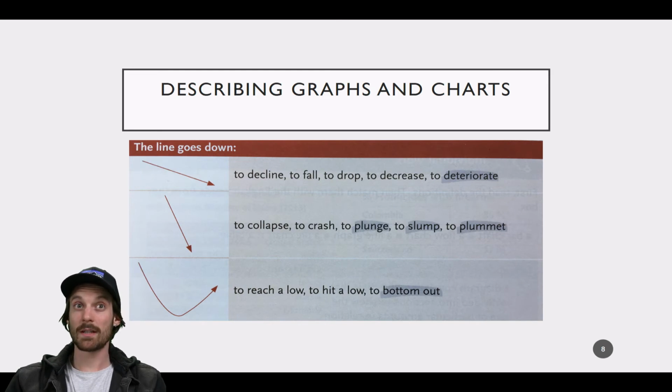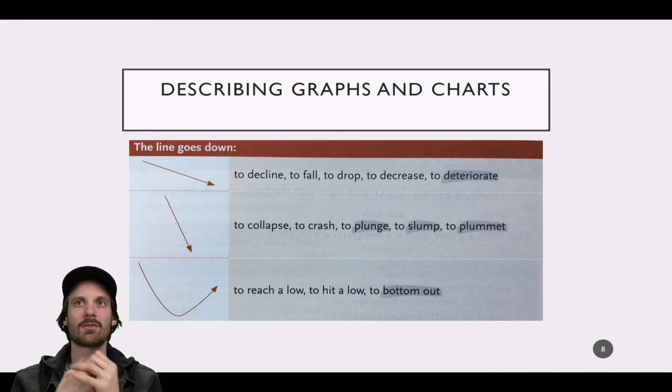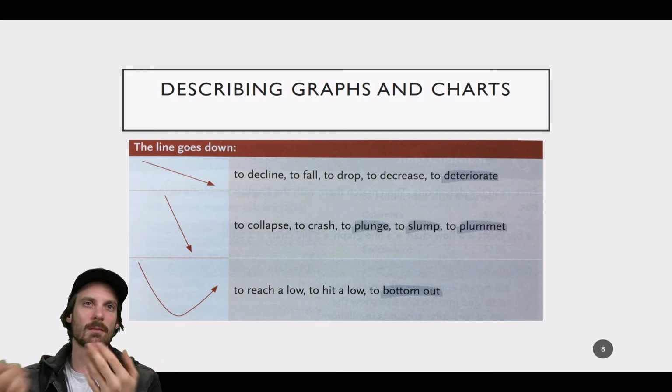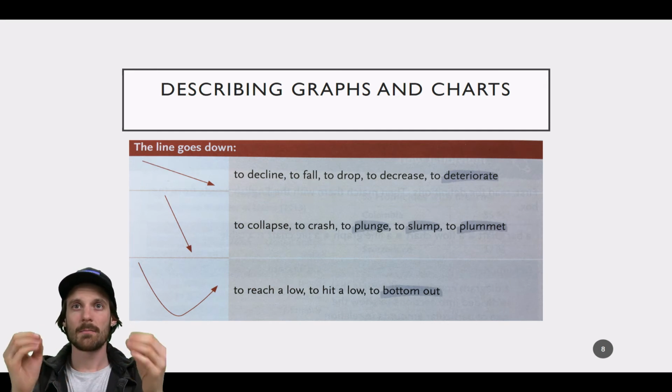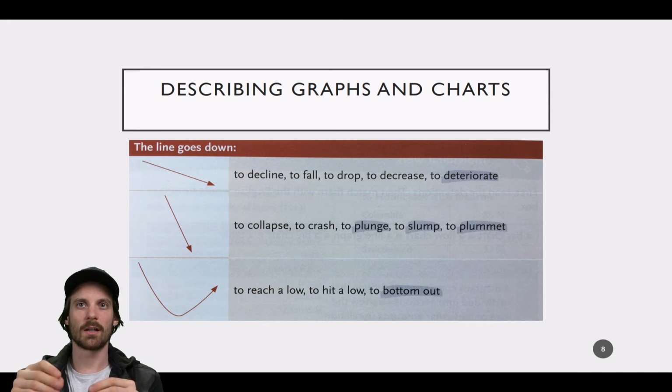The same goes with something that decreases. We can use decline, fall, drop, decrease, or deteriorate. If there is a more steep graph that shows an extreme decrease or an extreme decline, you can use the words collapse or crash, plunge, slump, or plummet.